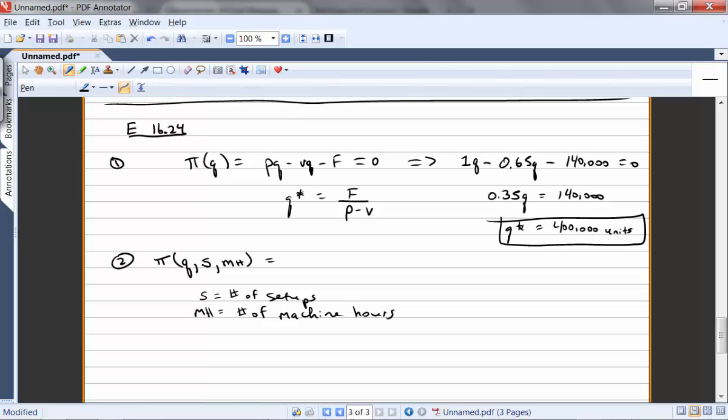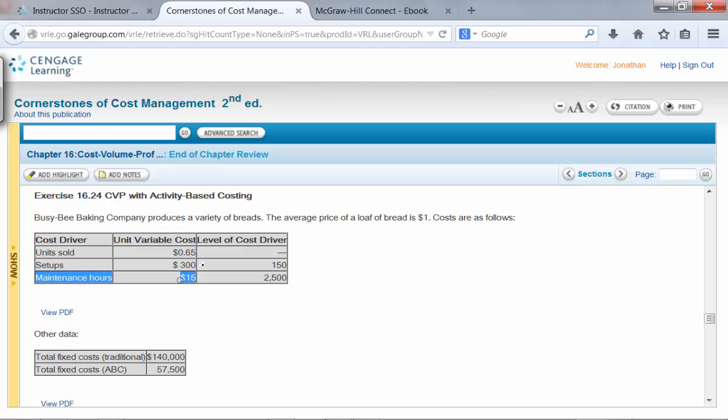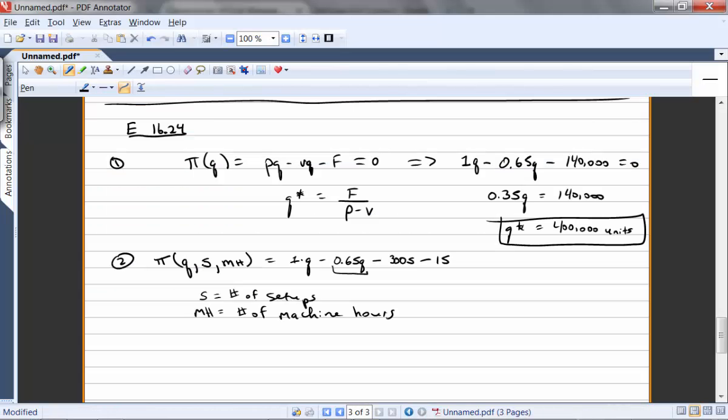So our profit then is going to be sales, which is price times quantity, minus our variable expenses, 0.65 times Q. These are the expenses related just to the number of units sold. Then we have our expenses related to setting up, and our expenses related to machine hours. The expenses related to setting up would be the variable cost per setup, which I believe was $300, times the number of setups. And the expenses related to the second activity, maintenance hours, would be the variable cost per maintenance hour times the number of maintenance hours.